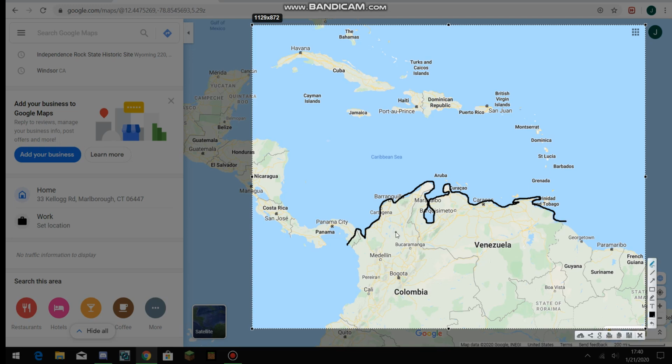This is the correct divider between North and South America, in my opinion, and in most people's opinion. There you go.